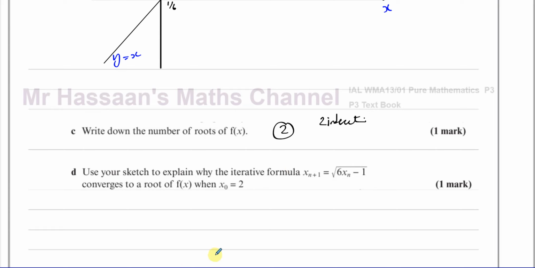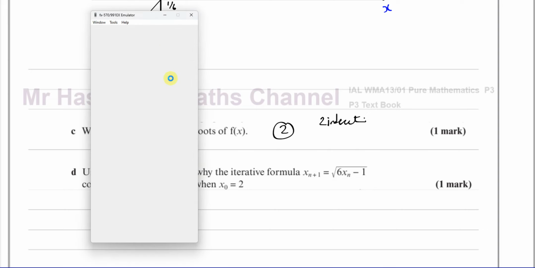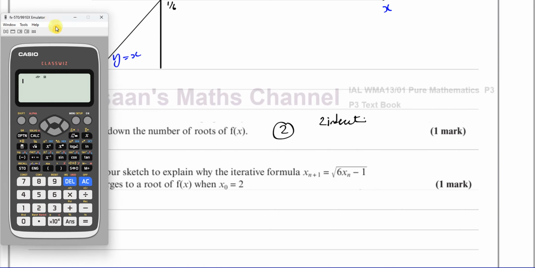In our calculator, what we would have done in this question, if they didn't ask us to explain by the graph, we would basically start off by saying we're going to use x equals 2 first, so I'll put 2 equals. That's now the answer in my calculator. And I'll just set this up as the square root of 6 times answer, 6 times whatever answer, which is 2 right now, minus 1. And when I press equals, it will replace the place where it has answer with 2. Then that will give me this value root 11. Now, when I press equals again, it's going to replace this answer with root 11.